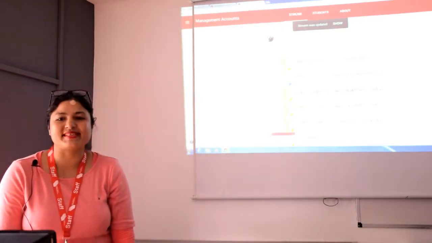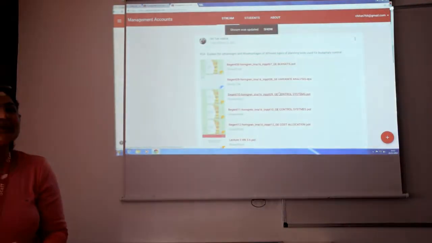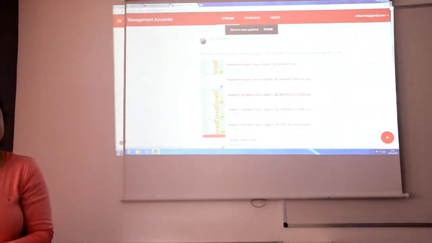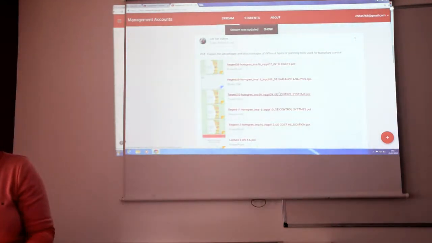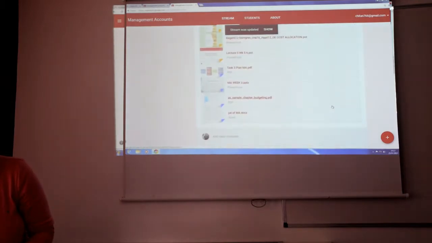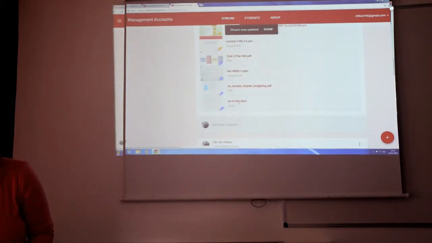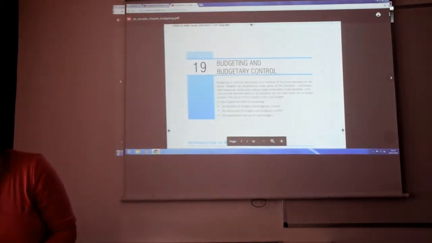So first thing we have to understand is what we mean by budgetary control, and what are the planning tools we are talking about. Once you know the budgetary control and you know the tools, you can give the advantages and disadvantages of each tool. There are a couple of documents available in the classroom, and we can see that there is this chapter on budgeting and budgetary control.